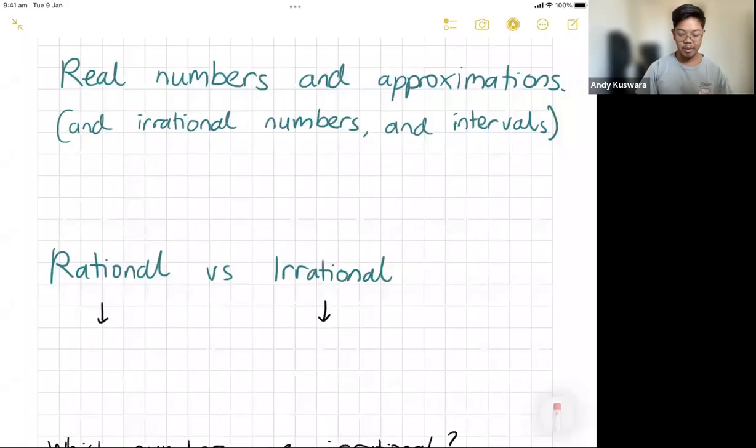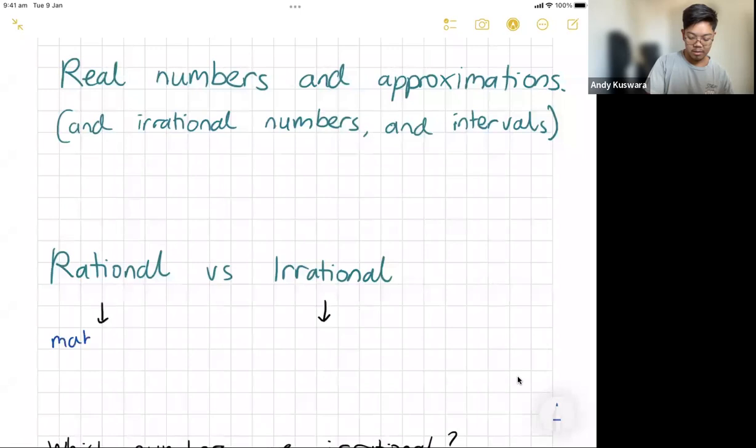So we've got a video today on real numbers and approximations, basically rounding. We'll also talk a little bit about inequalities and all that good stuff. Now, what's the difference between a rational and an irrational number? Because you will need to know the difference.